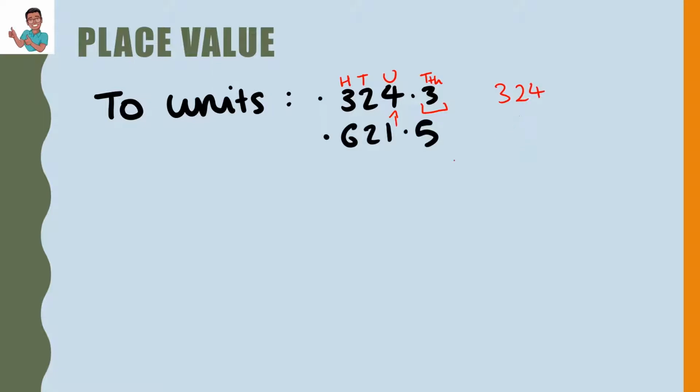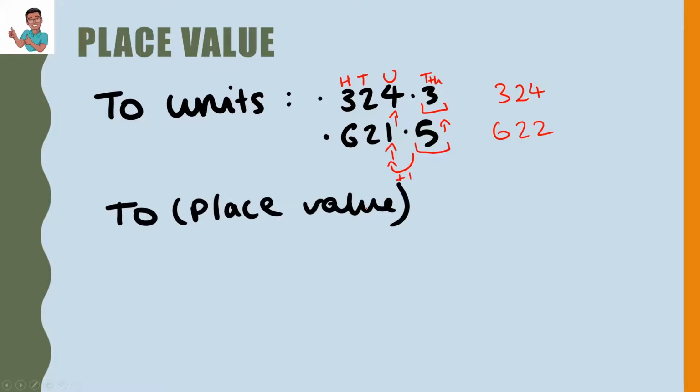Okay, let's have a look at another example. So we'll draw an arrow under the units. We focus on the 5. 5 rounds up, so this will become 622. When we round up, we add 1 to the column we're focusing on.